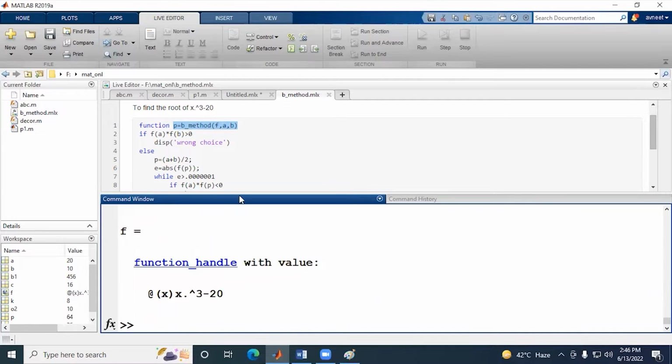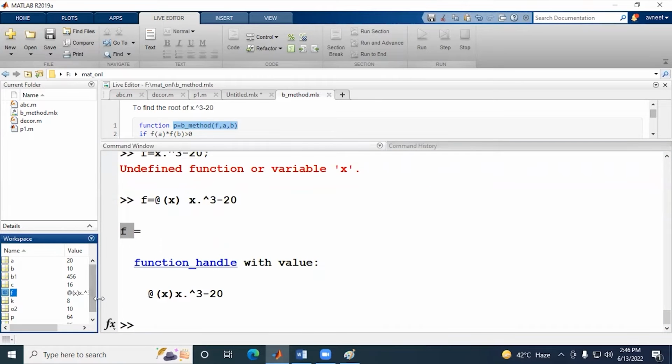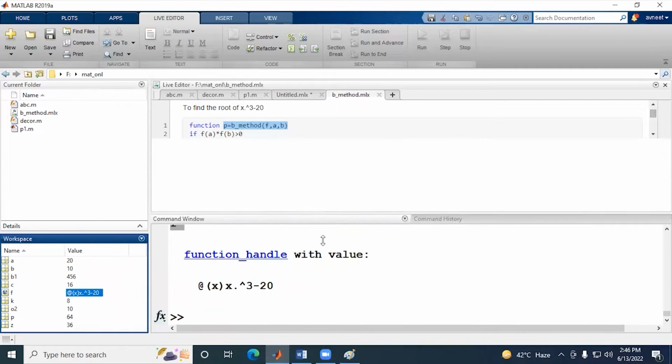Press enter. Now see, it has created a handle of your function. It is saying x is unknown to me also. I am going to find this, but it has become a function handle. F is a function handle, as you can see in the workspace area also. It is not actually the equation. This is an equation for us, but for Matlab, it has become a function handle. Wherever I call f, it will call this equation through this handle. This is known as function handling, the concept of function handling.